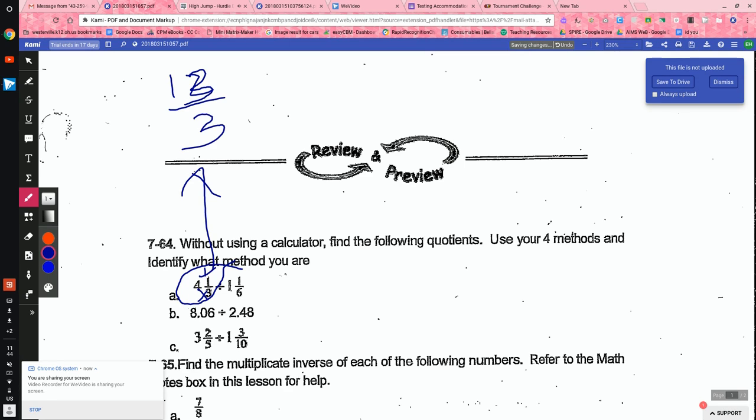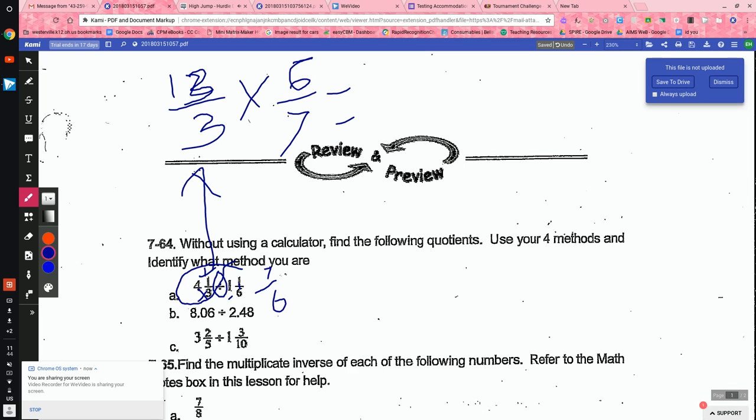We're going to keep, change, flip. We're going to do the inverse. So we're going to change that division sign into a multiplying sign. And we're going to take this 1 times 6 is 6, plus 1 is 7, over 6. We have to flip that, so we call it 6/7. And then we multiply straight across.